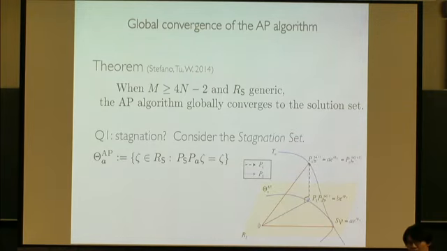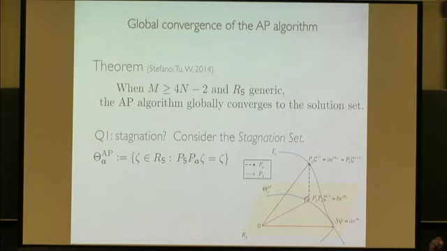How to do the proof? I will very quickly show you the proof. The main idea behind the proof is understanding the stagnation set. Now, remember that right now we have an alternating projection algorithm. We project in between two sets.